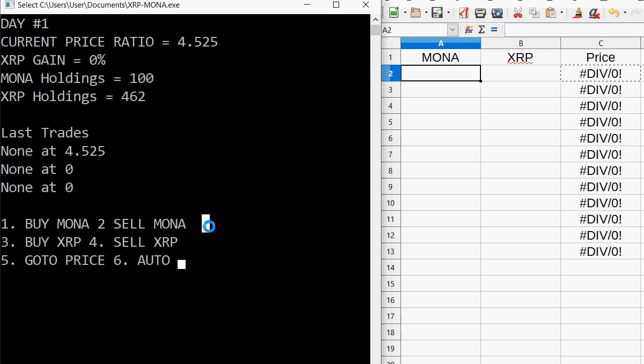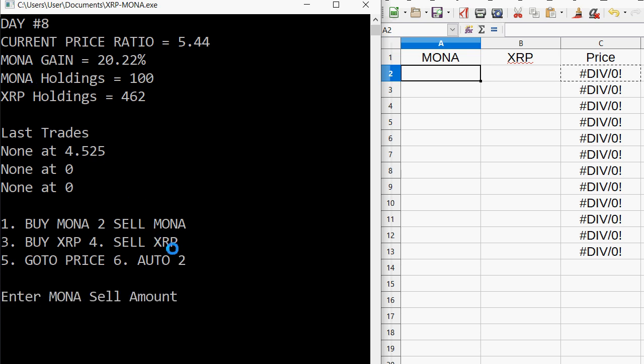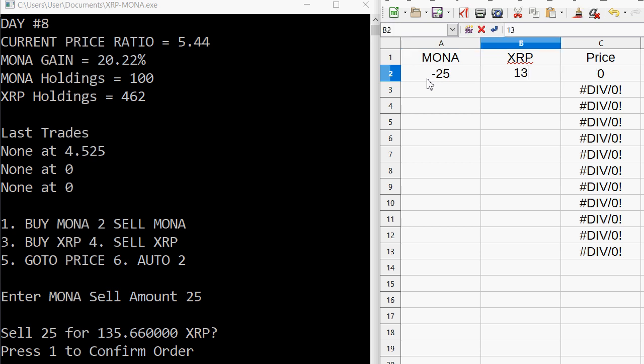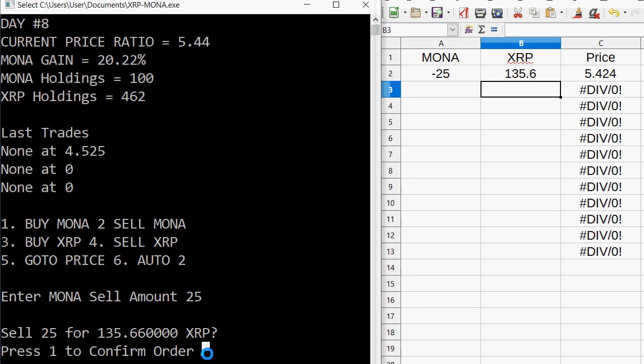So anyway, ratio is 4.5. Let's just see. I'm going to push 6 to go to auto, which takes to day 8. And the ratio rises to 544 in Mona's favor. So in a situation like this, I'm going to maybe go in and make a sale. Maybe I sell 25. And in this, I'm going to accumulate 135.6 of these coins. And now what I need to do is I will harvest that seed, if you will, when I can have a lower price.